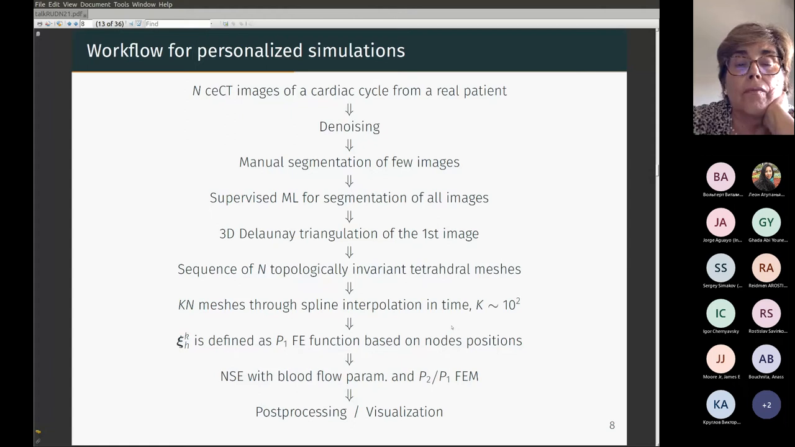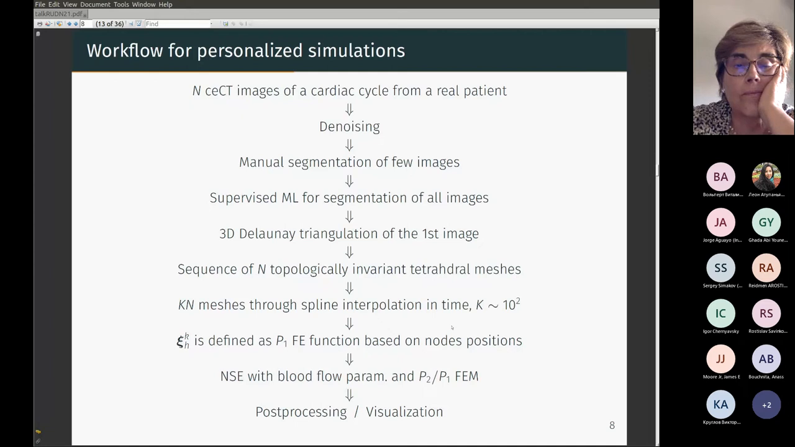Then we can apply meshing of one of the segmented images, for instance, the first image in the sequence, and produce a sequence of topologically invariant tetrahedral meshes which approximate the boundary of the domain at each of the domains in this sequence. If the sequence is not large enough, we can refine this sequence of topologically invariant tetrahedral meshes by interpolating positions of nodes between them and introducing more meshes within the cardiac cycle.